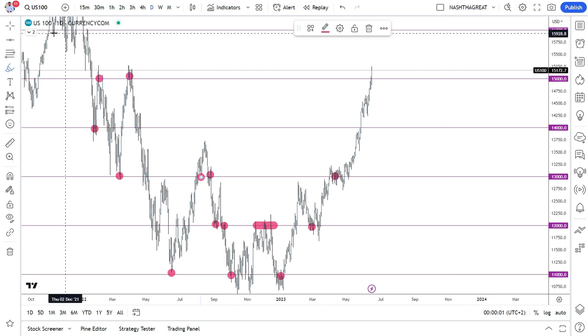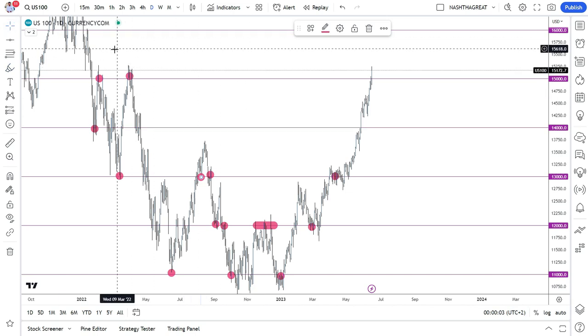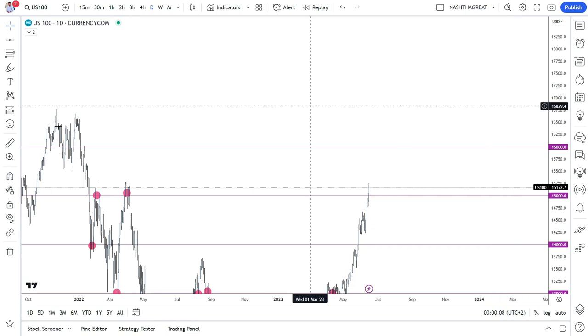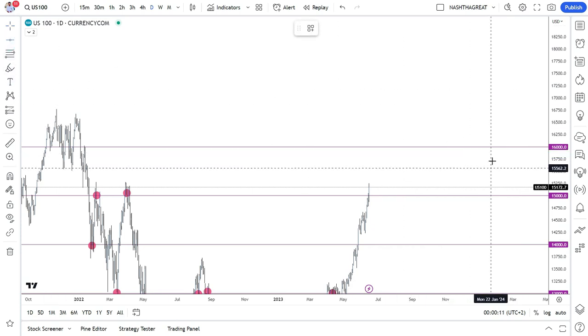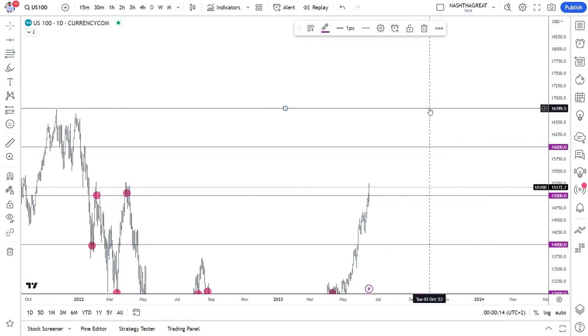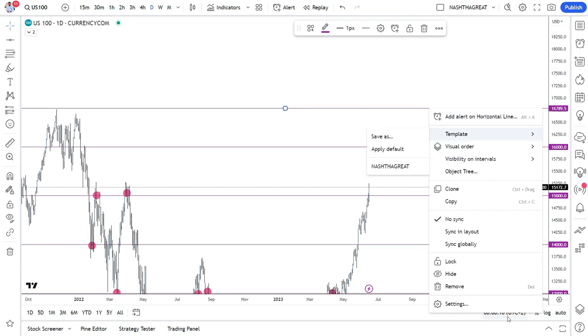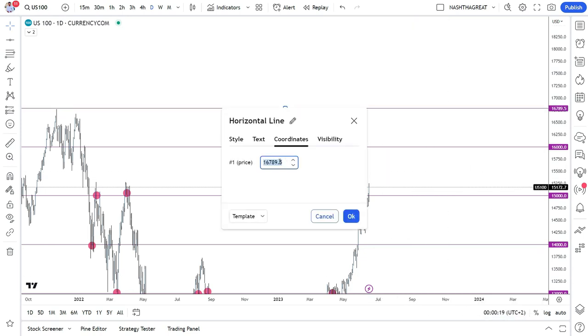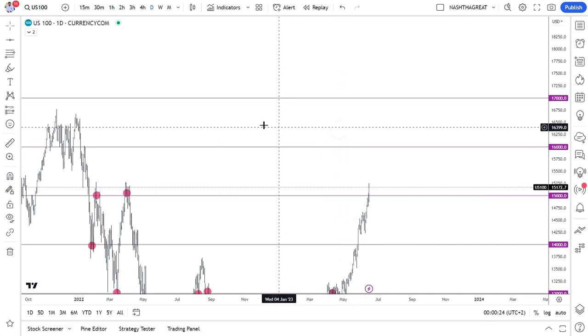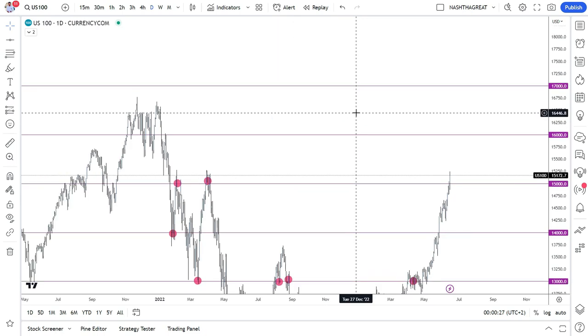So the first thing I had to show you are these round numbers. The manual way, you have to input these numbers onto your chart. For example, if you want to add another round number, this is 16,000, so I have to add 17,000. You put a horizontal line, then come to settings, then put 17,000 manually. So it's hectic. Remember, you have to do this on all the pairs and all the charts that you're trading. It's a whole lot of work. Trading has to be easy, so in this video, I'll present an indicator that simplifies all this.